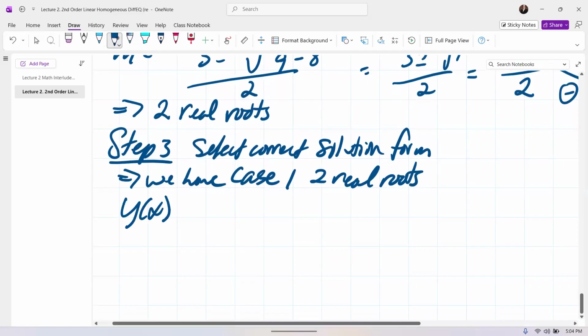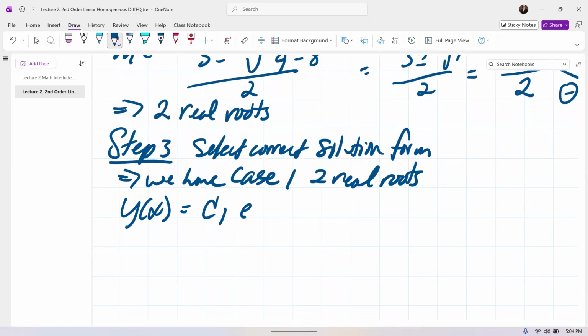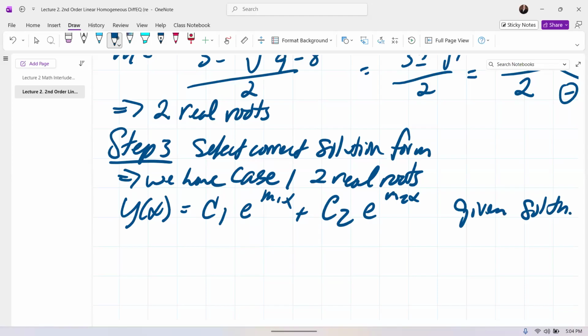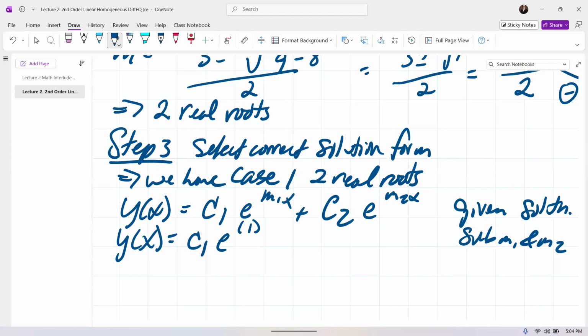So y of x equals c1e to the m1x plus c2e to the m2x. This is the given solution, right? And now we're going to have to sub in m1 and m2. So here we go, y of x equals c1e to the m1. It actually doesn't really matter which one goes where, but I'm going to do the smaller one first. X plus c2e to the 2x.